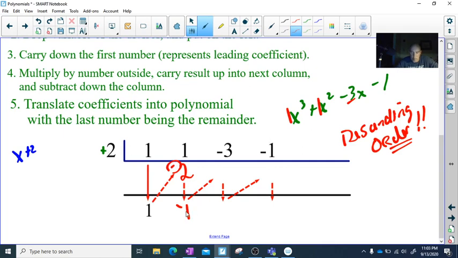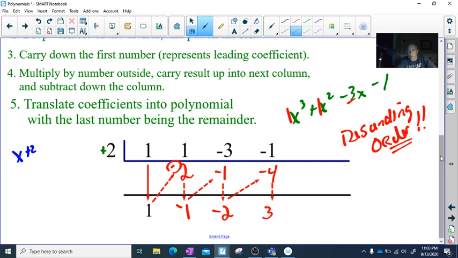2 multiplied by negative 1 is negative 1. Subtract. Negative 3, take away a negative 1. So take away a negative, that's plus. That'll be negative 2. 2 multiplied by negative 2, the answer goes up here, it's negative 4, and I subtract these. Negative 1 subtract a negative 4 is a positive 3.